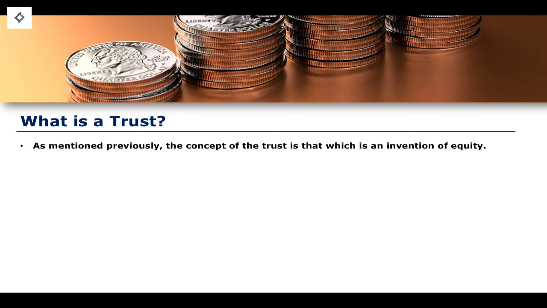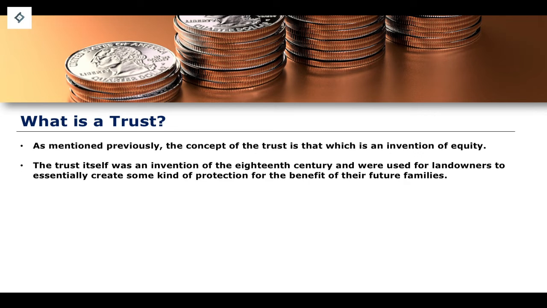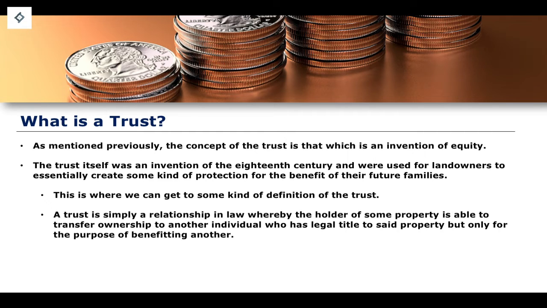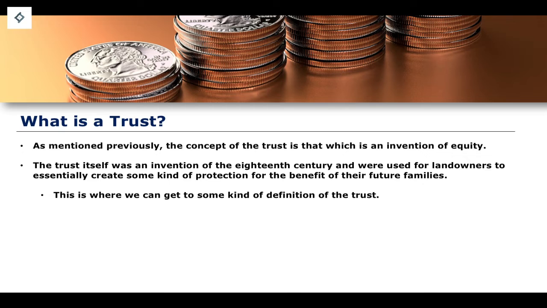As mentioned in previous lessons, the concept of the trust is an invention of the law of equity. It comes out of the concept of equity within the development of the common law. And it was an invention in around the 18th century where, for the most part, landowners would create some kind of protection of that land for the benefit of future families. And it's from here that we can get to some kind of definition of what a trust ultimately is.